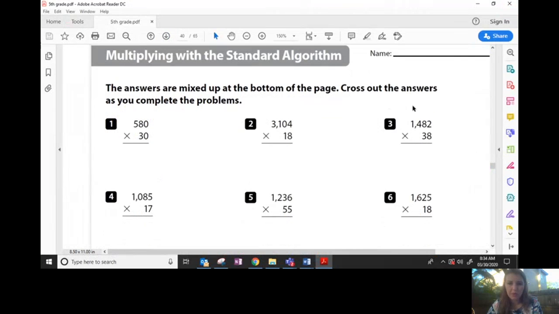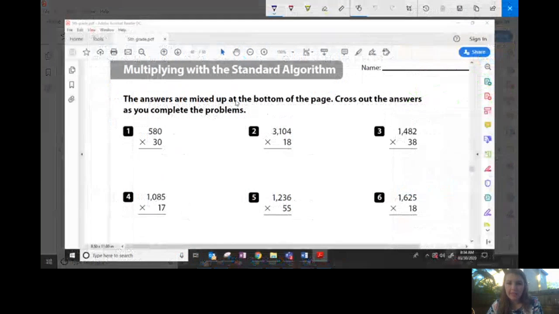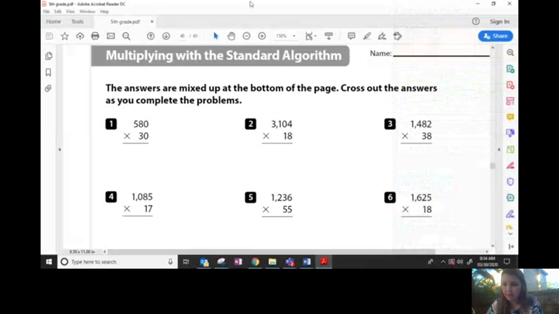All right, moving on. Multiplying with the standard algorithm is our next page. The directions say the answers are mixed up at the bottom of the page. Cross out the answers as you complete the problems. So you're going to solve each problem with regular multiplication. And at the bottom, you should be able to find the answer that matches what you just solved. So let's begin a little bigger.